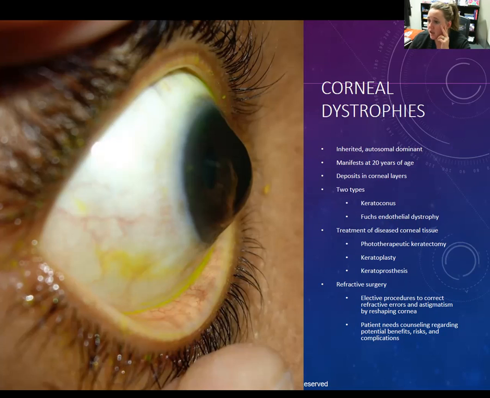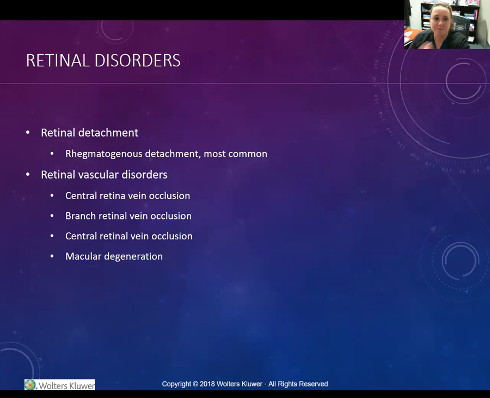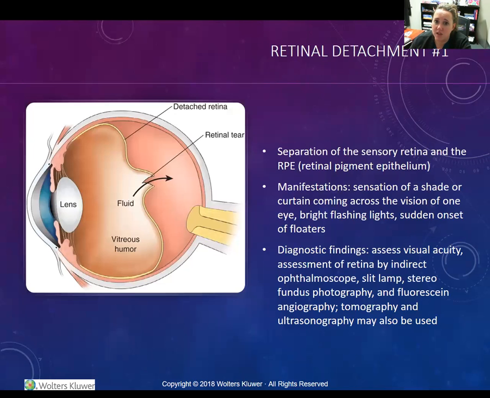Phototherapeutic keratectomy, PTK, laser procedures are used to treat these diseases. So that's probably all you need to know about that. Other important ones, we have retinal detachment, and that's a big one that we need to talk about.